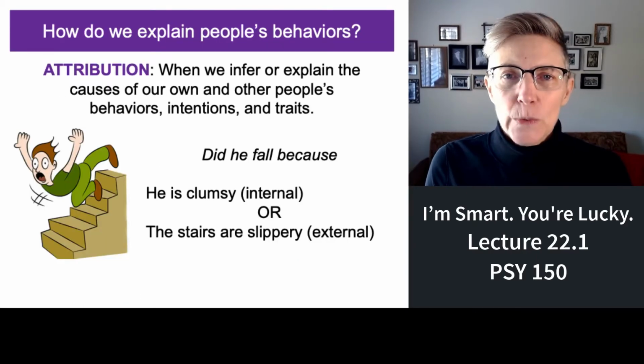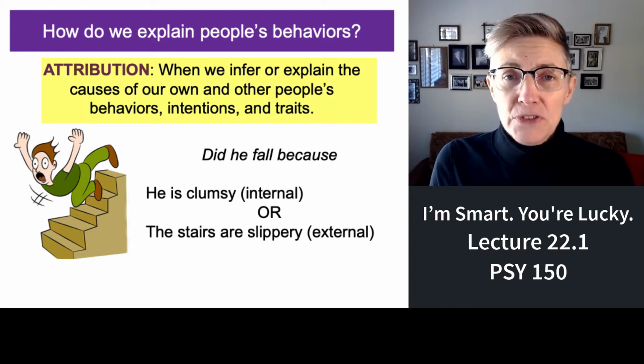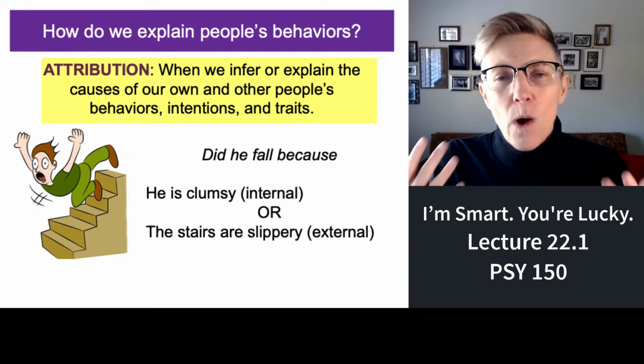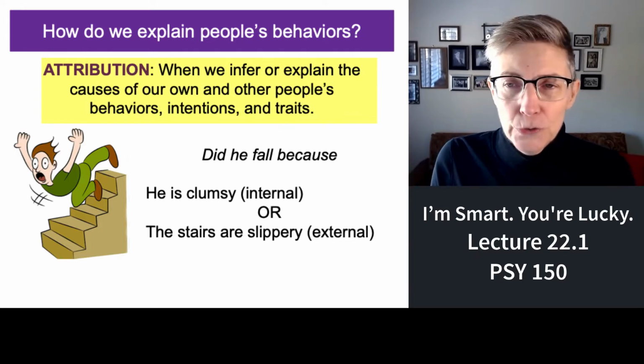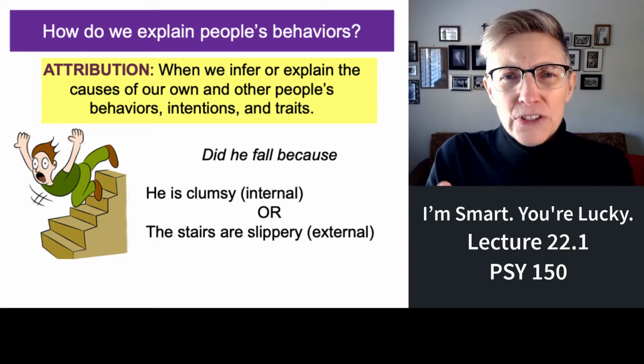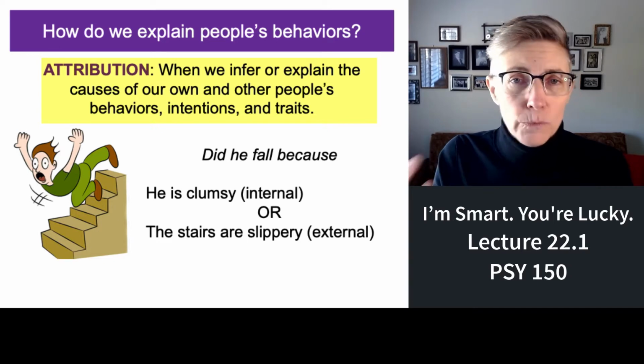So let's start with attribution. First of all, what is it? Well, attribution is when we try to make sense of other people's actions in some way. We try to understand why people do what they do. So attribution is a process. It's an inference or the best guess you draw as to why someone did what they did.